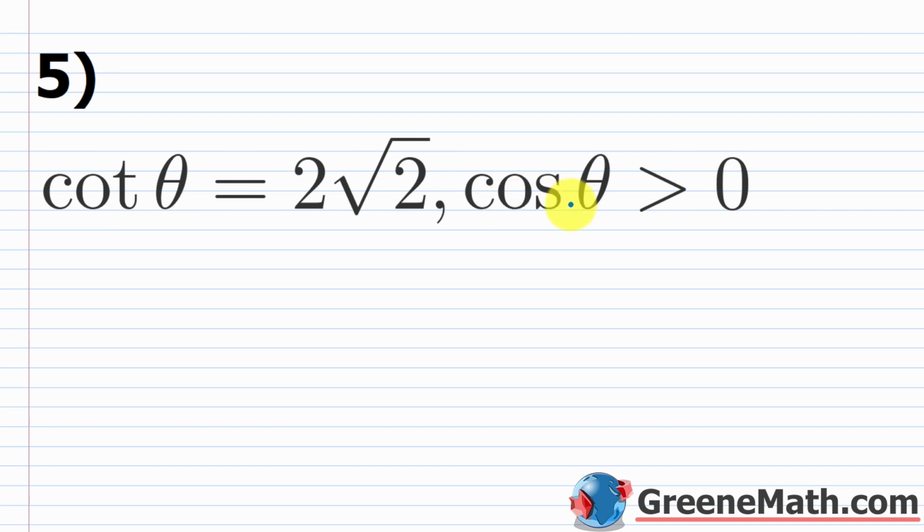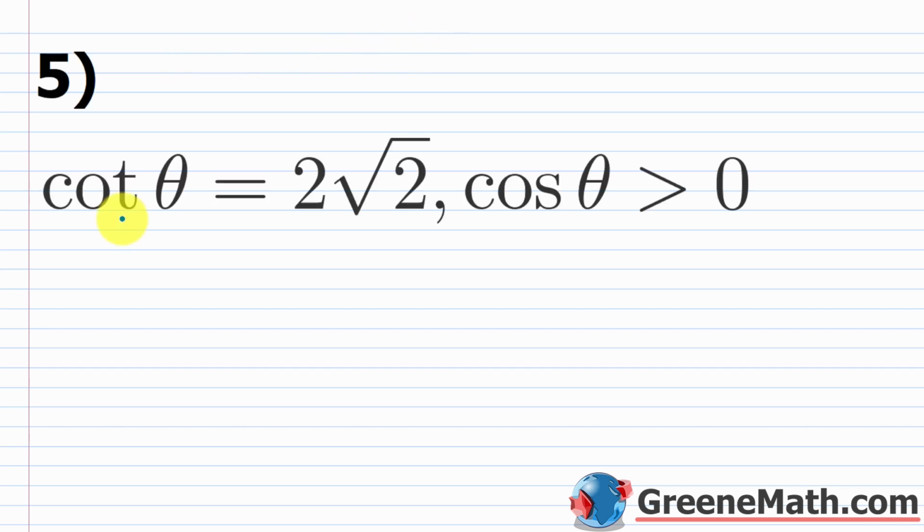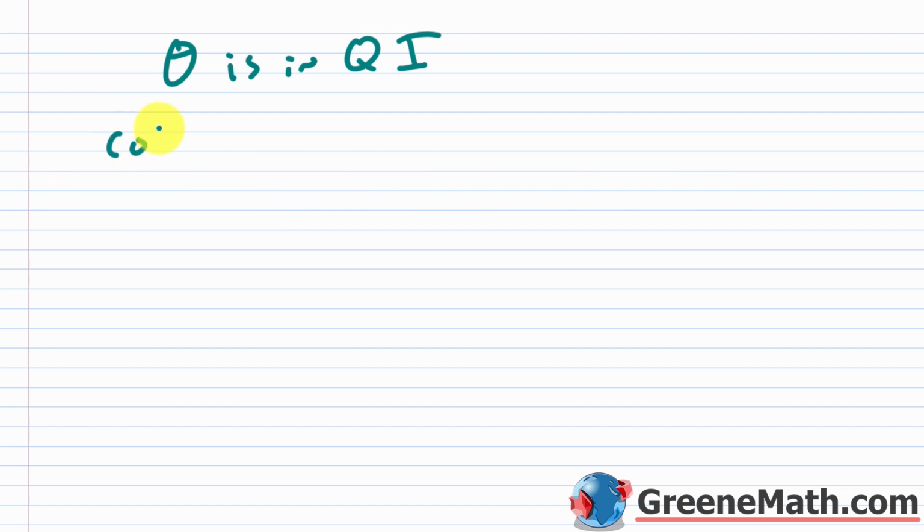So the overlap is in quadrant 1. So we'll say that theta is in quadrant 1, so all of our trigonometric functions are positive. We're also given that the cotangent of theta is 2 times square root of 2. So we'll say that the cotangent of theta is equal to 2 times square root of 2.